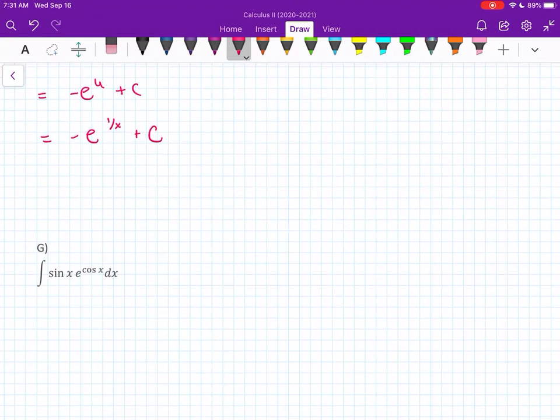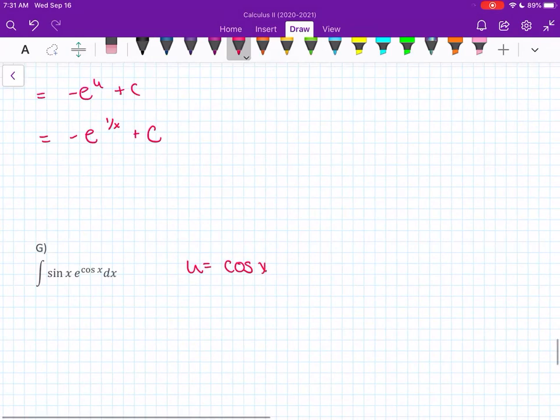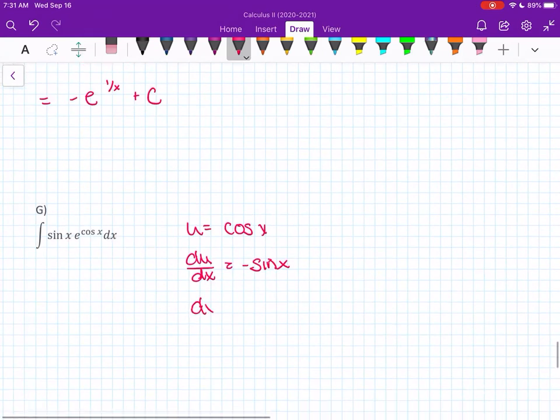Next example is very similar. So we have sine x times e to the cosine x. Just thought I would mix it up and put some trig in here. So I'm going to do the same thing I did before where I'm going to let u equal my exponent because the derivative of cosine is negative sine, so that'll cancel. So du dx equals negative sine x. So then we get our good old friend dx is negative 1 over sine x du. And that's going to end up canceling with this sine x.